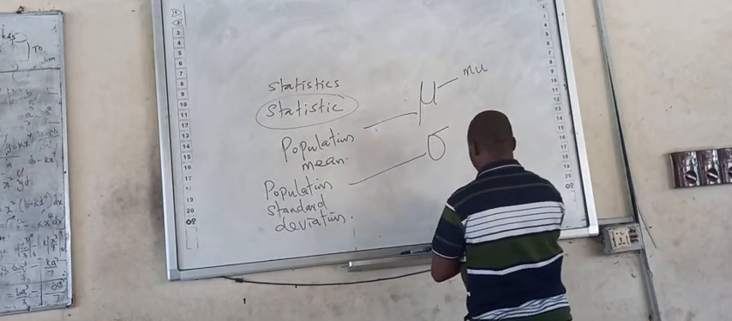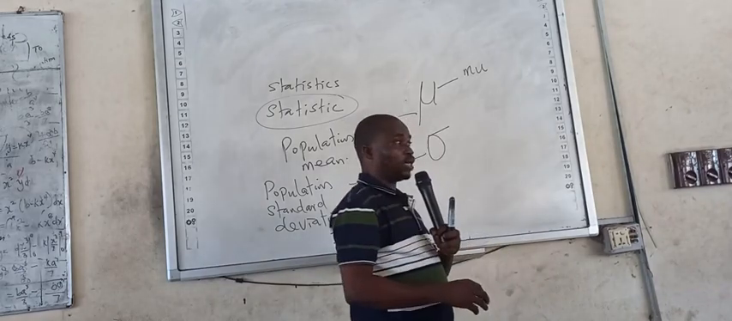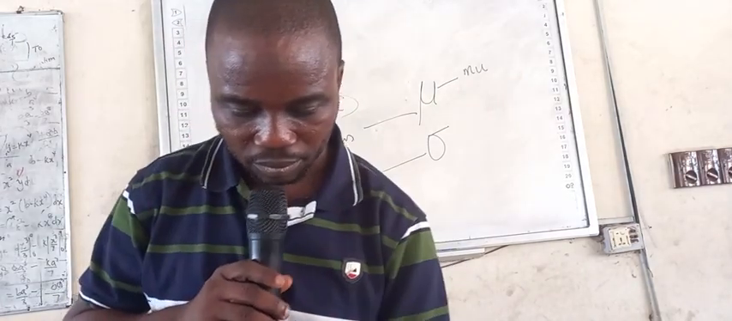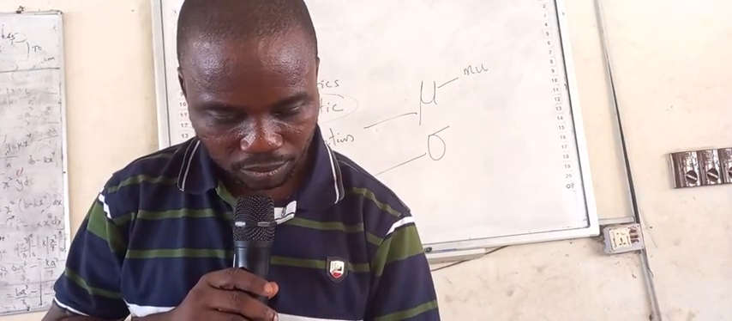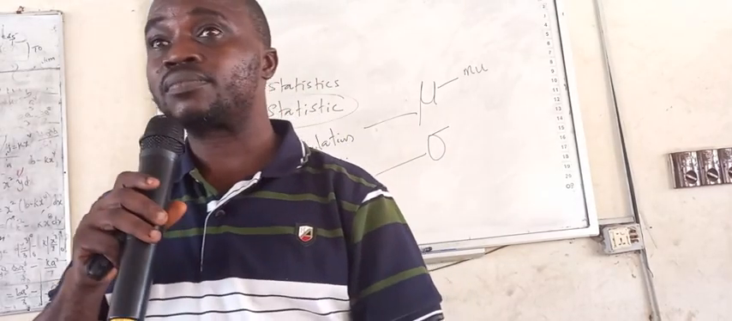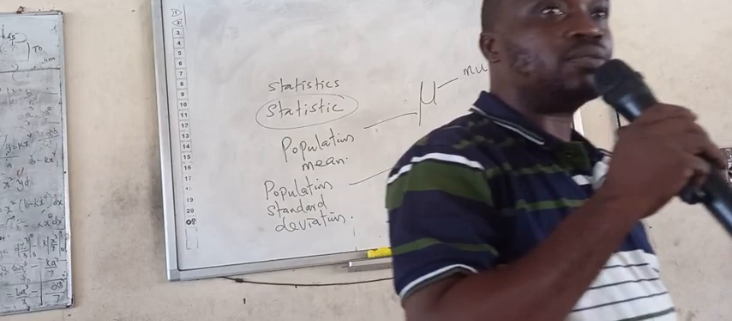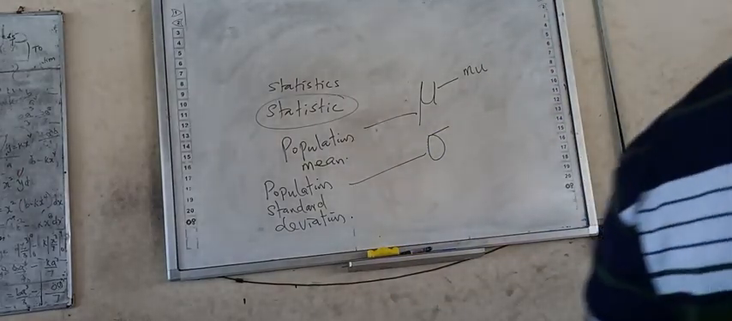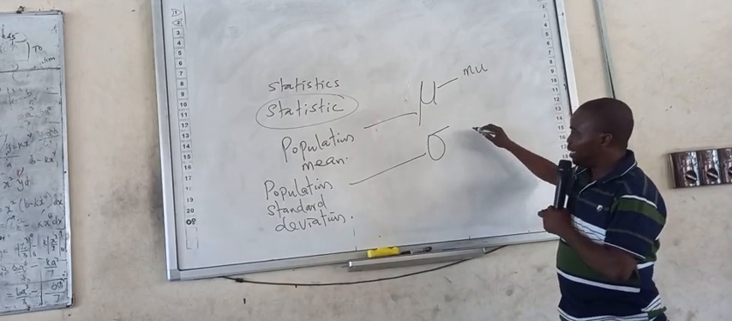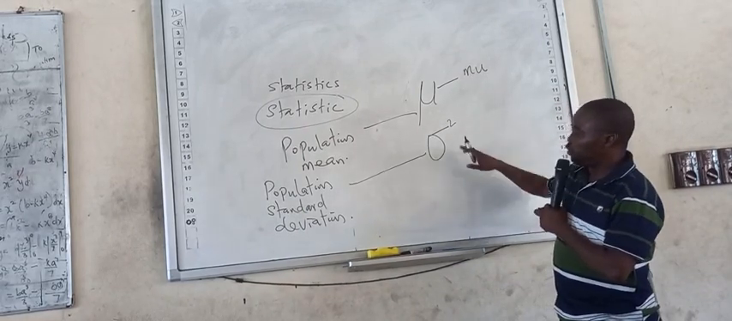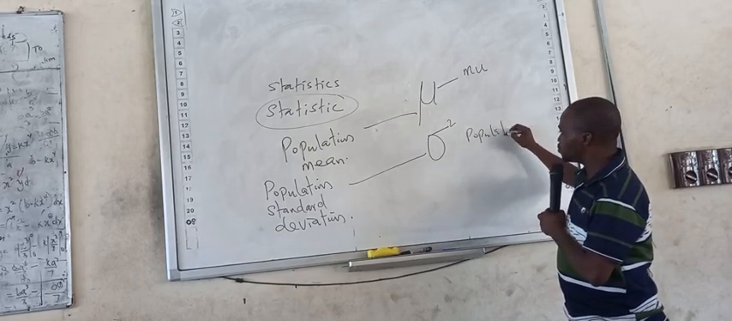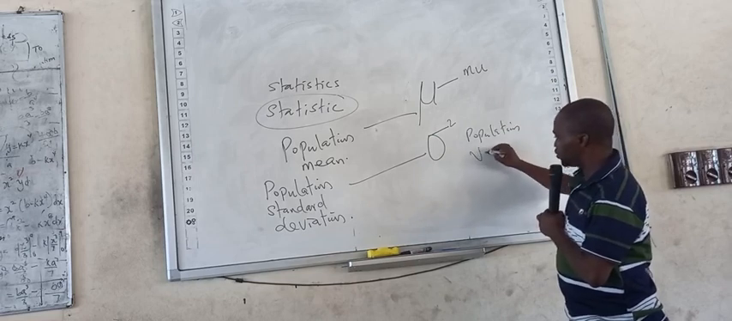Example. Before I continue with statistic, let me put 2 here. If you put 2 here, it becomes population variance.